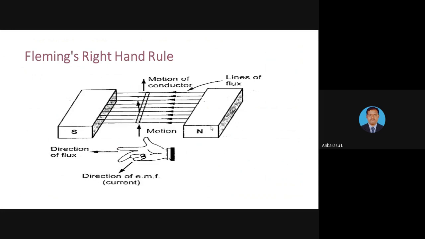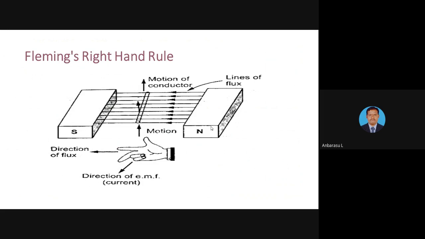Here are the north and south poles. On the right side of the diagram is the north pole, and on the left side of the diagram is the south pole. The conductor is placed inside the magnetic flux lines. Here an upward direction of motion is applied. Now, how to apply Fleming's right hand rule.